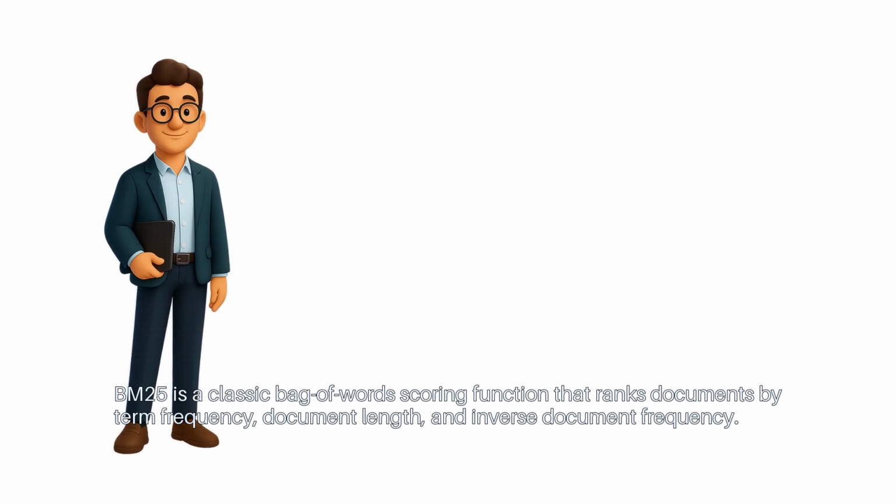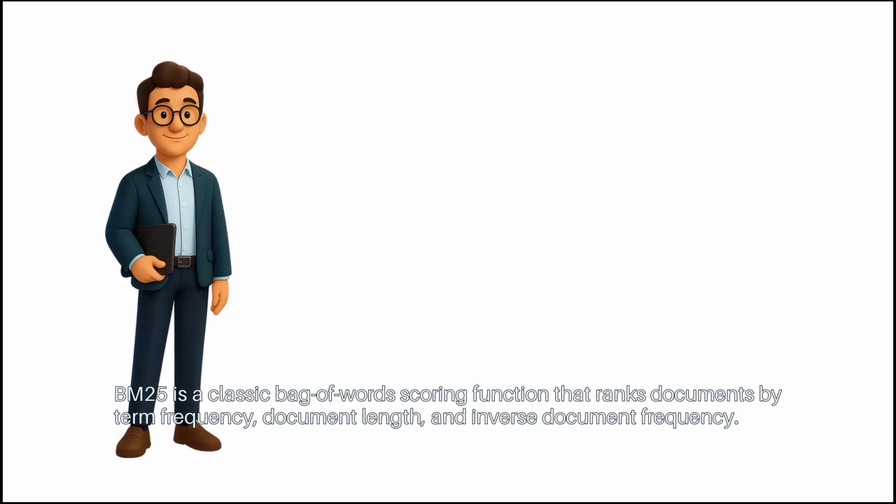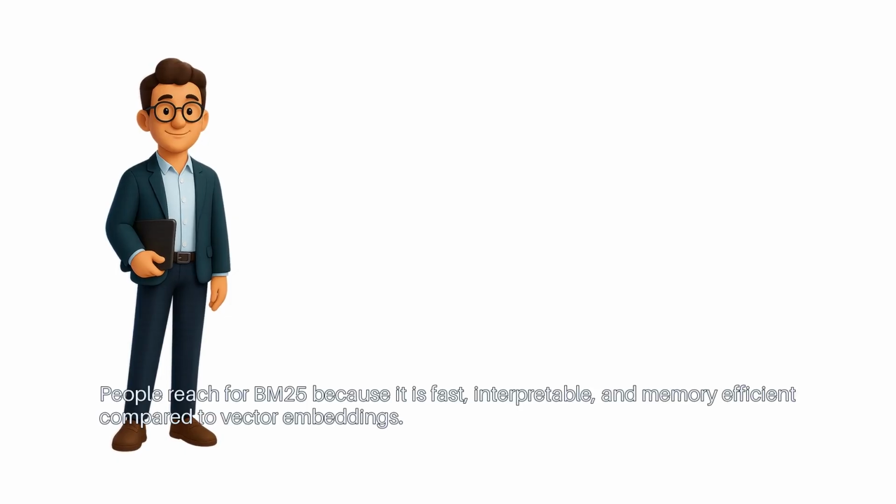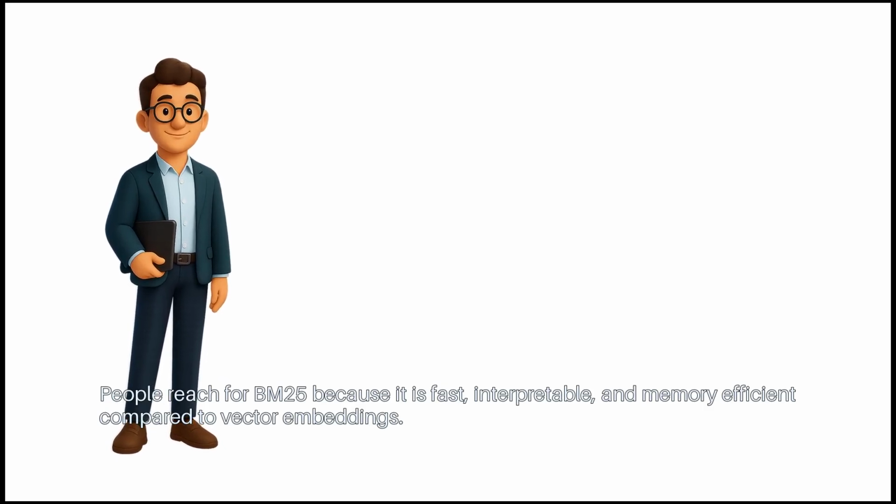BM25 tuning sits in the retrieval layer of a search stack. BM25 is a classic bag-of-words scoring function that ranks documents by term frequency, document length, and inverse document frequency. People reach for BM25 because it is fast, interpretable, and memory efficient compared to vector embeddings.